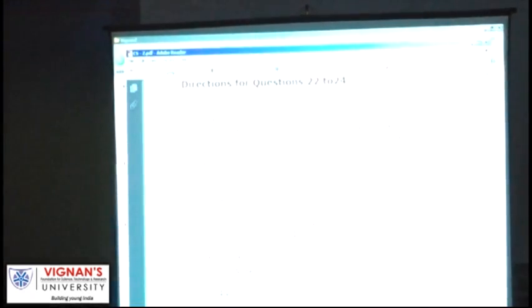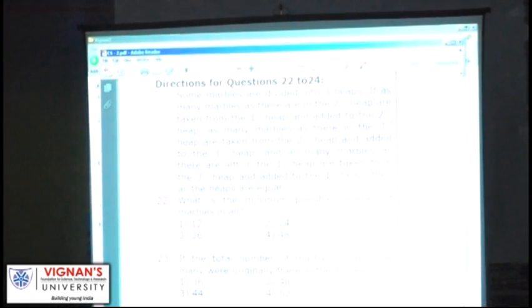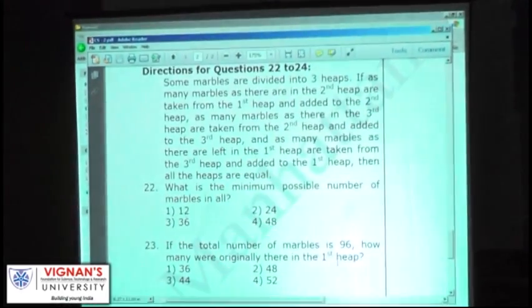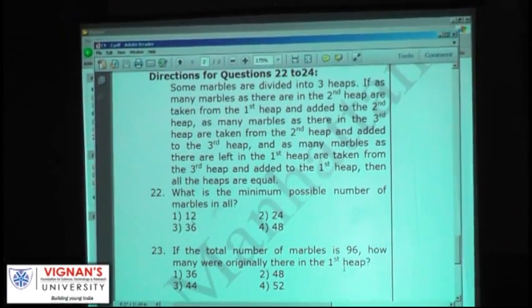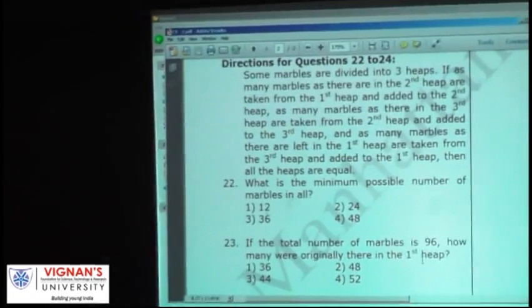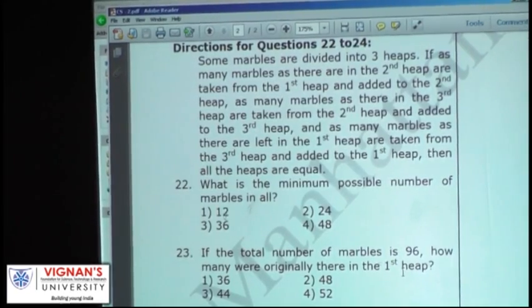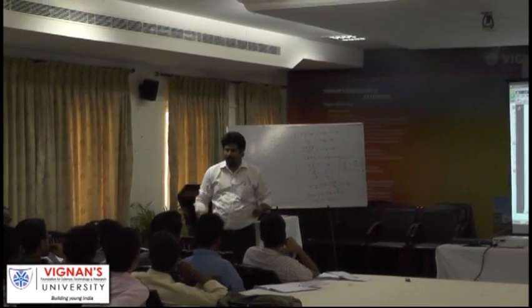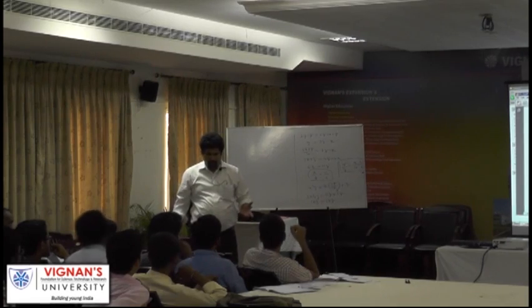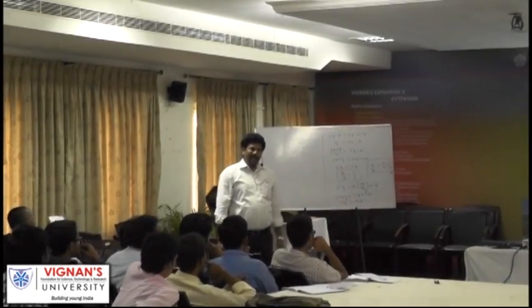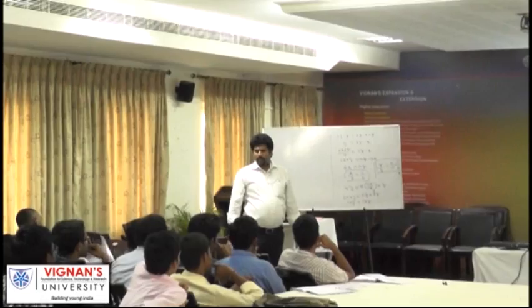look at the problem. If the total number of marbles is 96, from the second question he is saying the total number of marbles is 96. How many were originally there in the first heap? See, after 3 operations, what is happening here? What is equal? The number of marbles in each heap is the same. 96 divided by 3, 32.